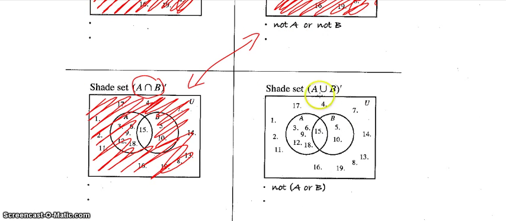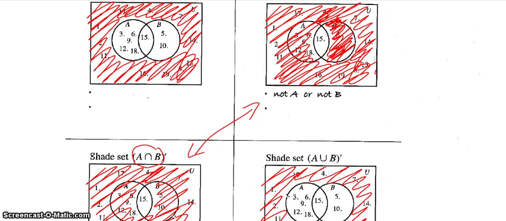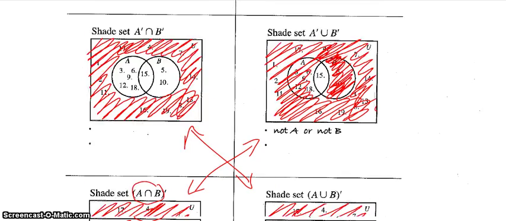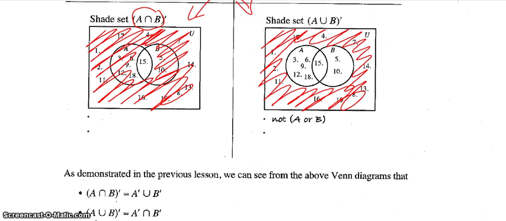And then you do this. A union B, which is the thing here, and then you take the outside, which is here. It's the same as that. Wow, the same as that. Oh, special rule. So it looks like we have some special rule here. So from the demonstration, we can see from the above Venn diagram, that's what I show, right?